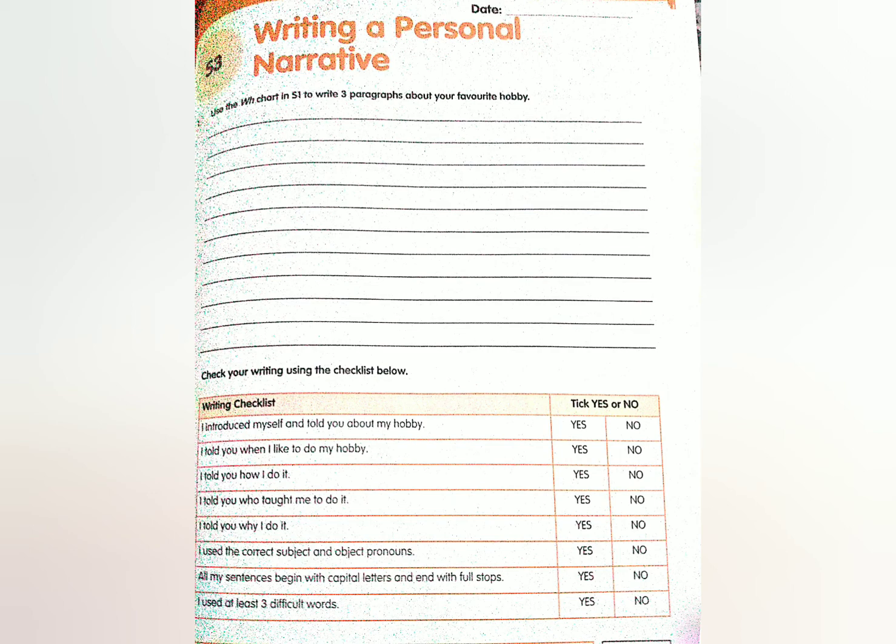Question number 2. Check your writing using the checklist below. I introduced myself and told you about my hobby? Yes. I told you when I like to do my hobby? Yes. I told you how I do it? Yes. I told you who taught me to do it? Yes. I told you why I do it? Yes. I used the correct subject and object pronouns? Yes. All my sentences begin with capital letters and end with full stops? Yes. I used at least 3 difficult words? Yes.